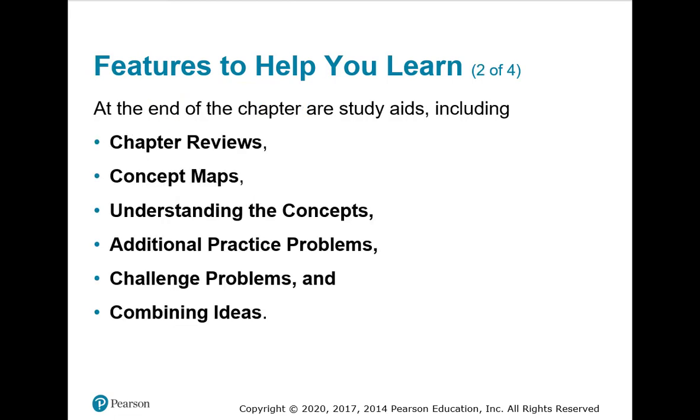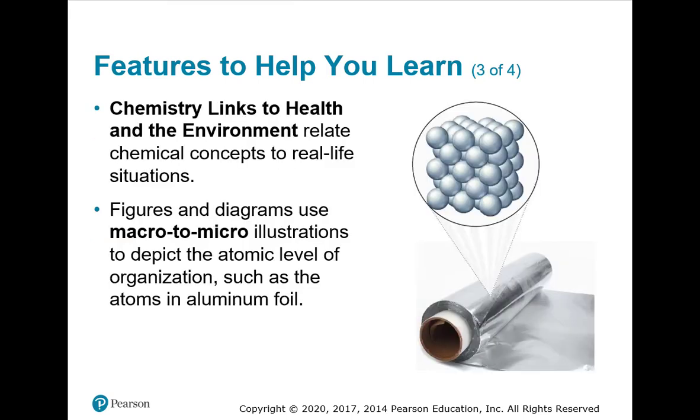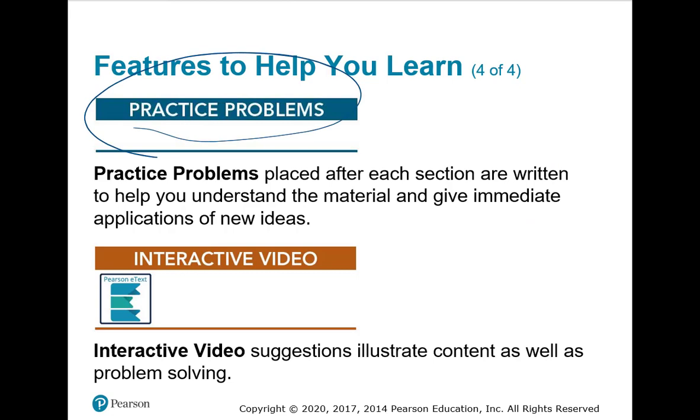At the end of the chapter, there are chapter reviews, concept maps, understanding the concepts, additional practice problems, challenge problems, tons of resources. You're also going to see chemistry links to health and the environment, which relate chemical concepts to real-life situations. Those are also really interesting. And then there are figures and diagrams that show the macro to micro illustrations depicting the atomic level of organization, like the atoms that are in aluminum foil that you use. Again, we've got practice problems after each section, and there are also interactive videos to help look at concepts.